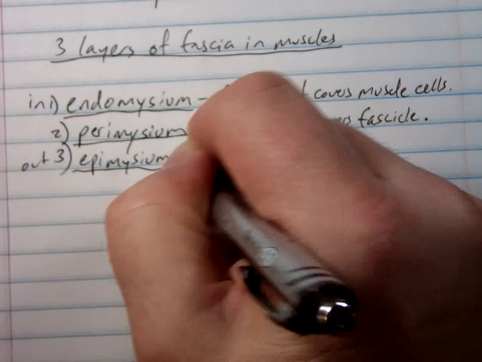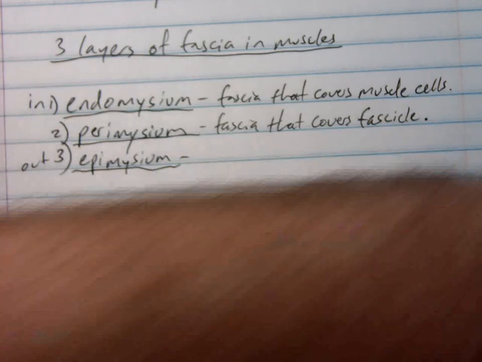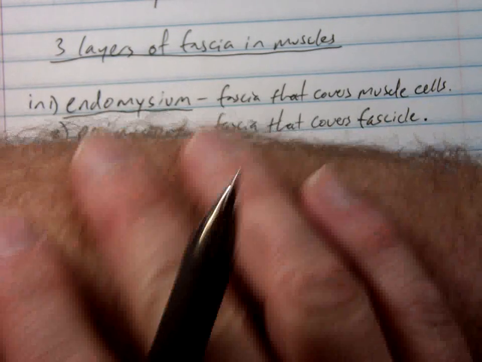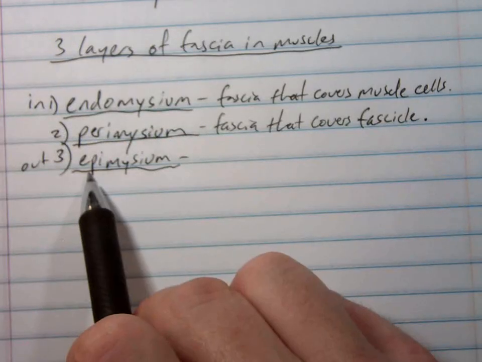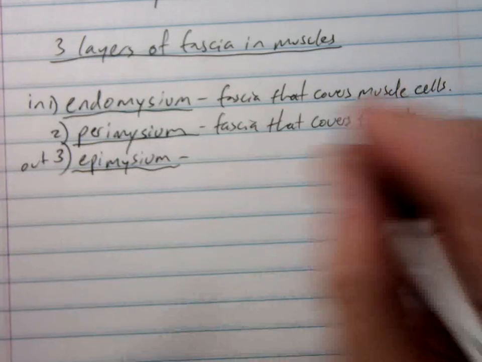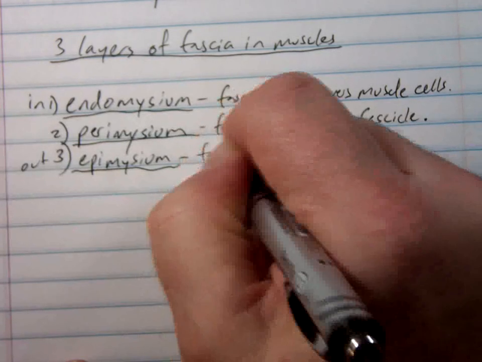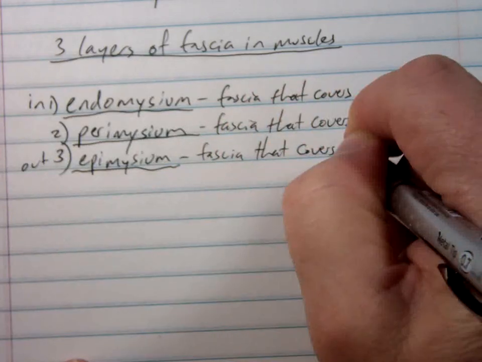Because epi means above or outside of. Just like this right here, my skin. The outer layer of your skin is called what? Epidermis, yeah, because it's the outermost and it's above your layer of dermis. This is the fascia that covers whole muscle.